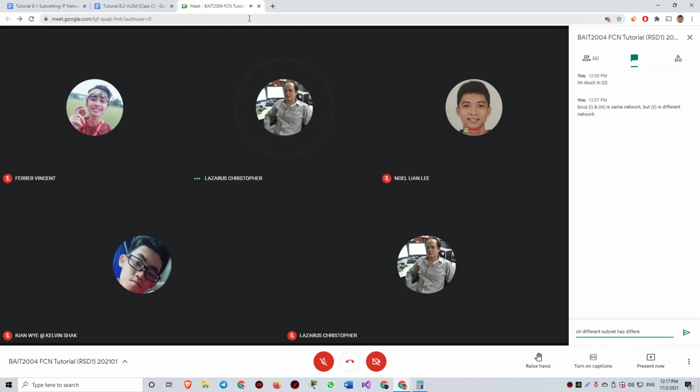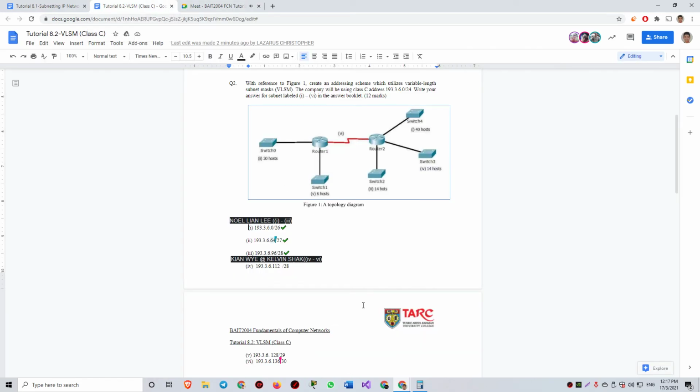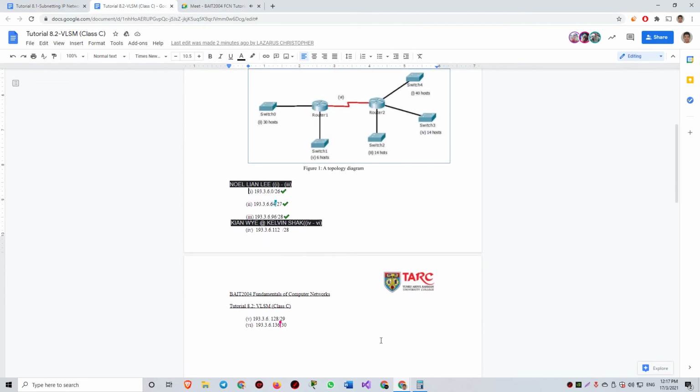Correct. You start from /28 at 96. For /28, you borrow another bit, the magic number is 16, right? So 16 plus 96, the next available subnet is 112, I guess. Is it 112? Yes, 112, right? Because you need 16, also because it's also 14 hosts. So 112 plus 16 gives you 128.